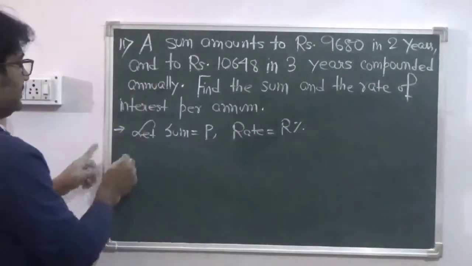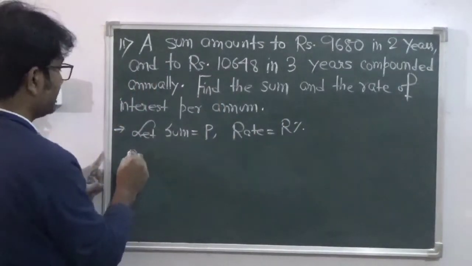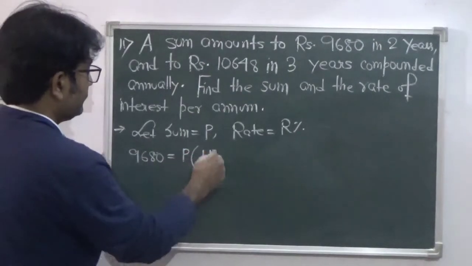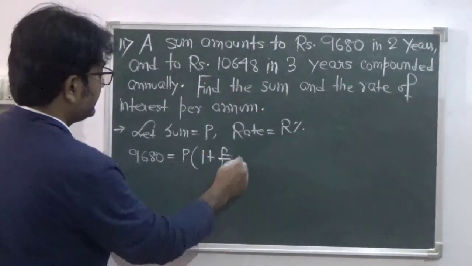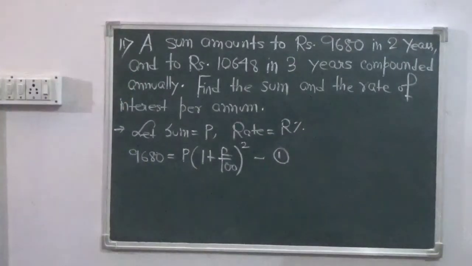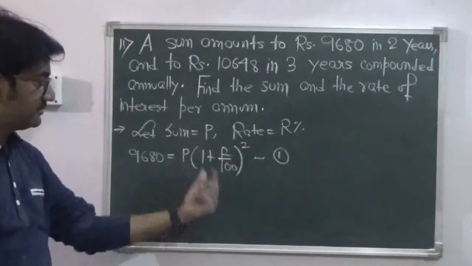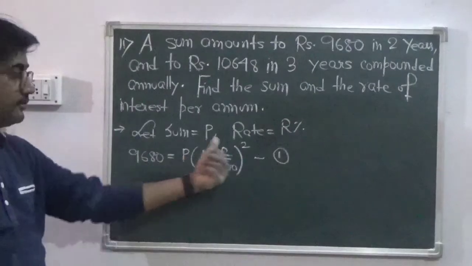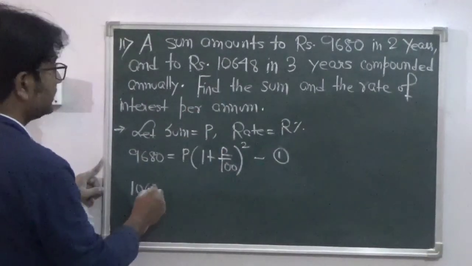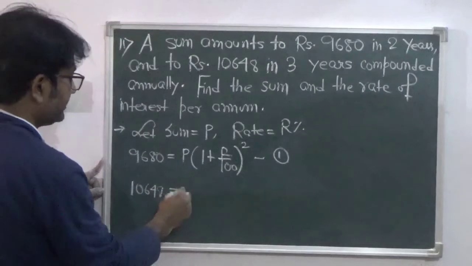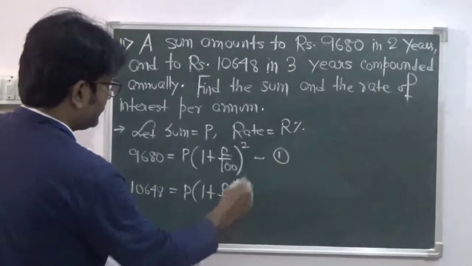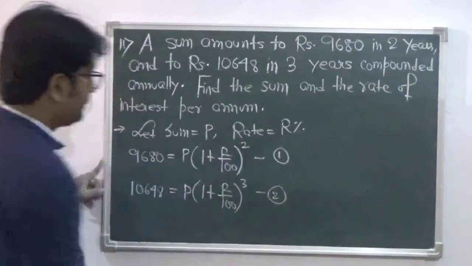In the first case it amounts to 9680, that means 9680 equals P into (1 plus R by 100) to the power of 2. This is number 1. In 3 years it becomes 10648, so number 2 is 10648 equals P into (1 plus R by 100) to the power 3.